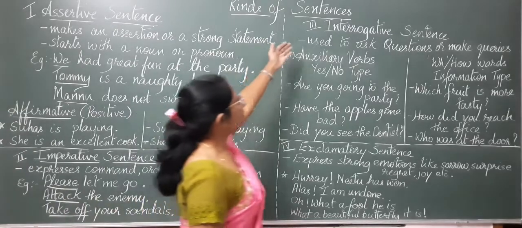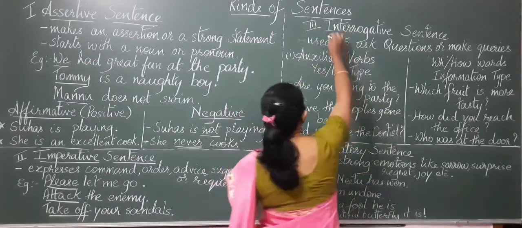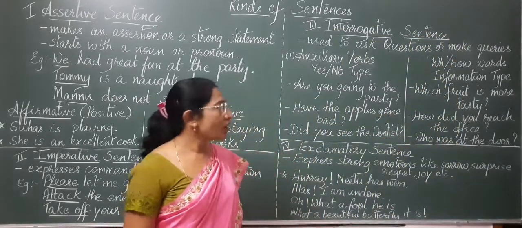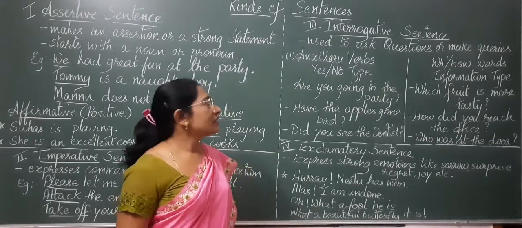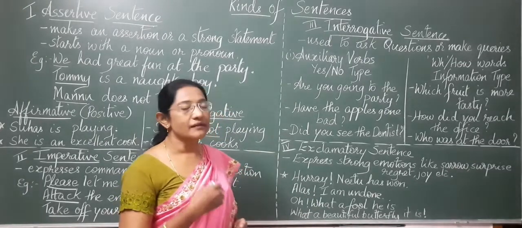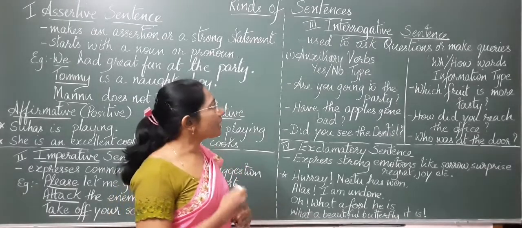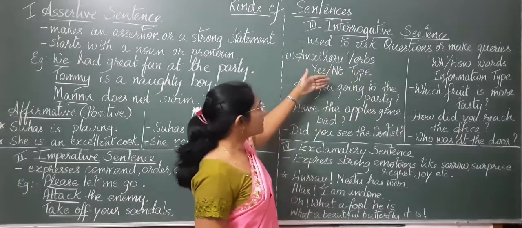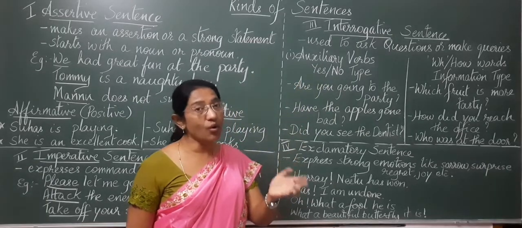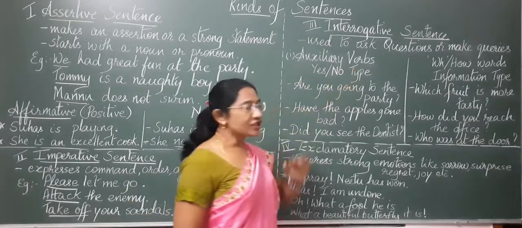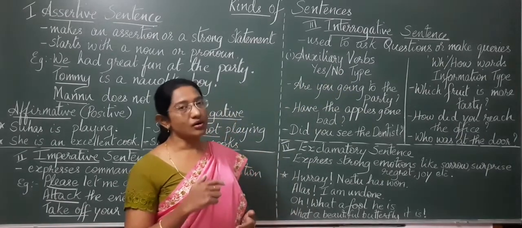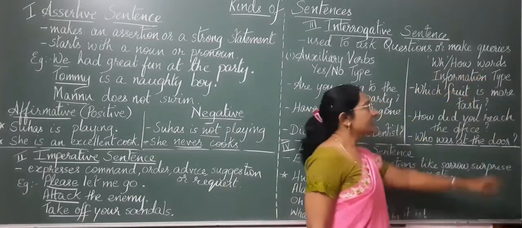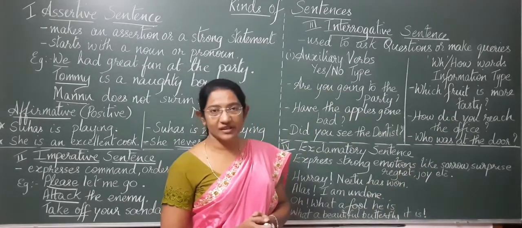Well, the next one is the interrogative sentence. An interrogative sentence is used to ask questions or make queries. We use such types of questions whenever we have queries or whenever we want to question somebody. We use auxiliary verbs which give the answer in yes or no type. Then we have WH or how words which give the answer in information type.